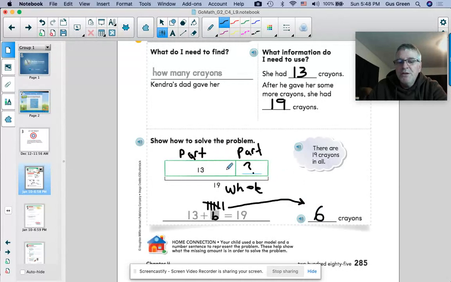So when you use these diagrams, they can be very helpful. Just remember that one side is part 1, one side is part 2, and then this long area right here represents the whole.